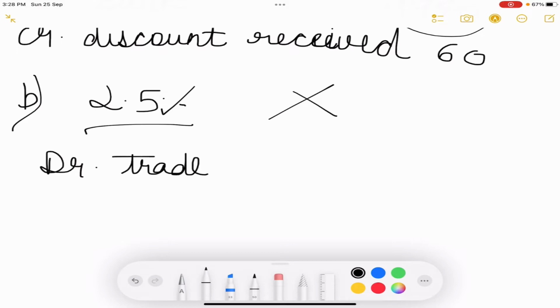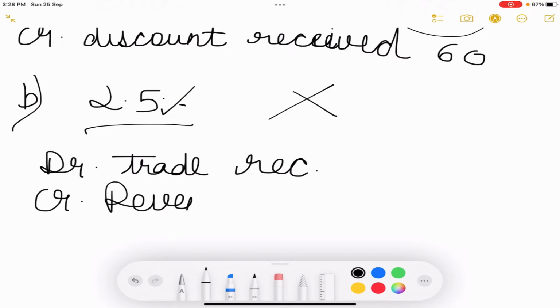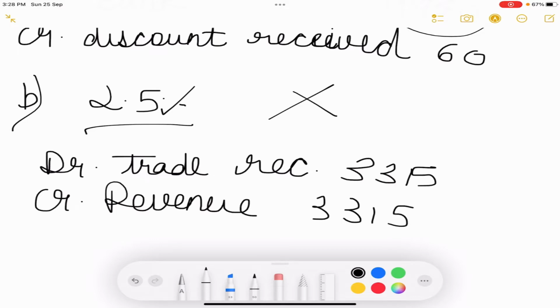So this is our book. Read the question properly. We are making the books of George, not of Iris. So trade receivables gets debited, right? And we are going to also credit our revenue, right? By how much? 3315. Well, how did I get 3315? Tell me, how did I get 3315?